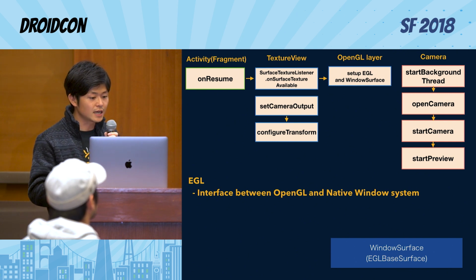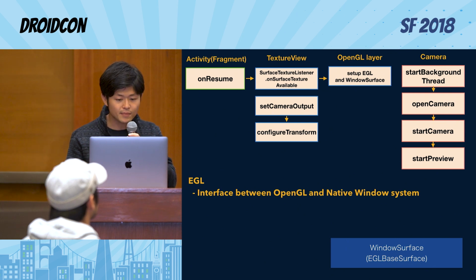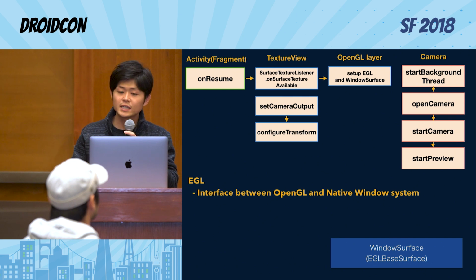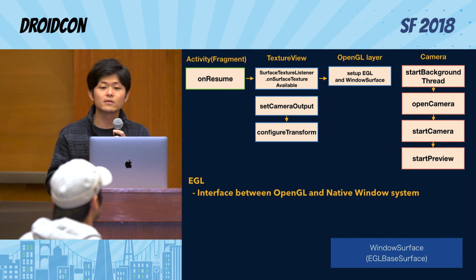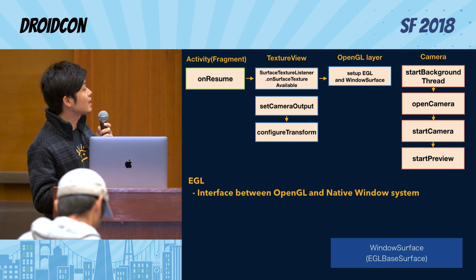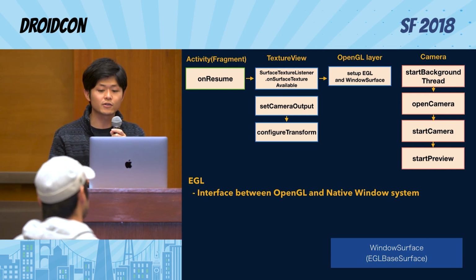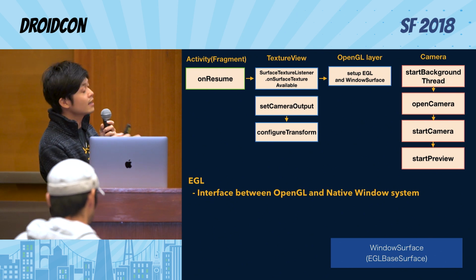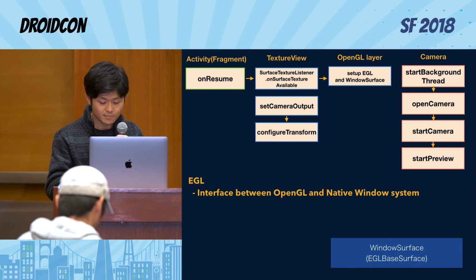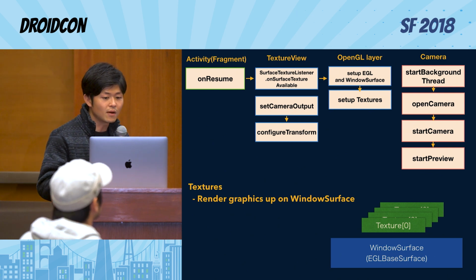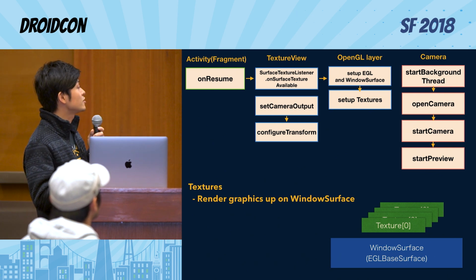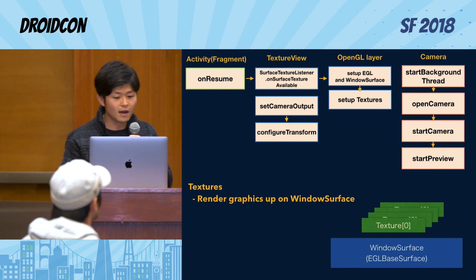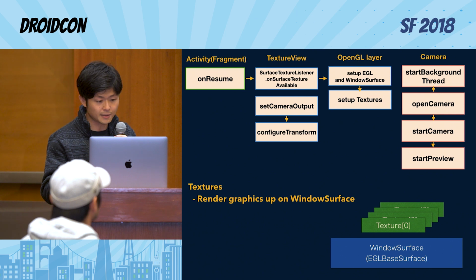First, what we have to do is set up the EGL and the window surface. EGL is an interface between OpenGL and the native window system. It provides a mechanism for creating a render surface. This is why we need to pass a surface texture to render the OpenGL part. And then on the window surface, there are multiple textures you can set, and we need to instantiate that texture layer to use it.